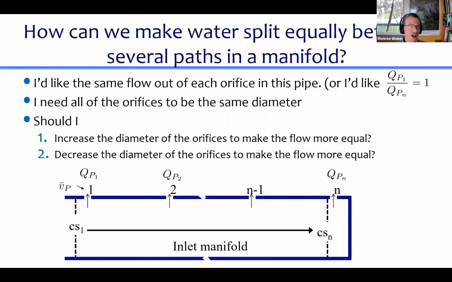So that was all context. Man, there are all these places where there's flow division, and there are differences in the flow paths. So now I have a question for you. And Patrick, I'm going to need a little quiz for that C1 and 2 on there. So how can we make water split equally between several paths in a manifold?